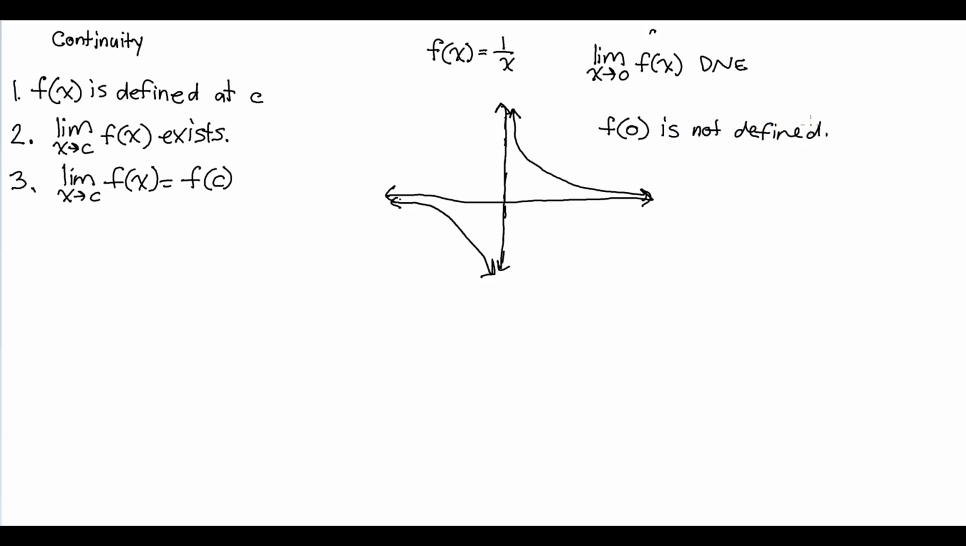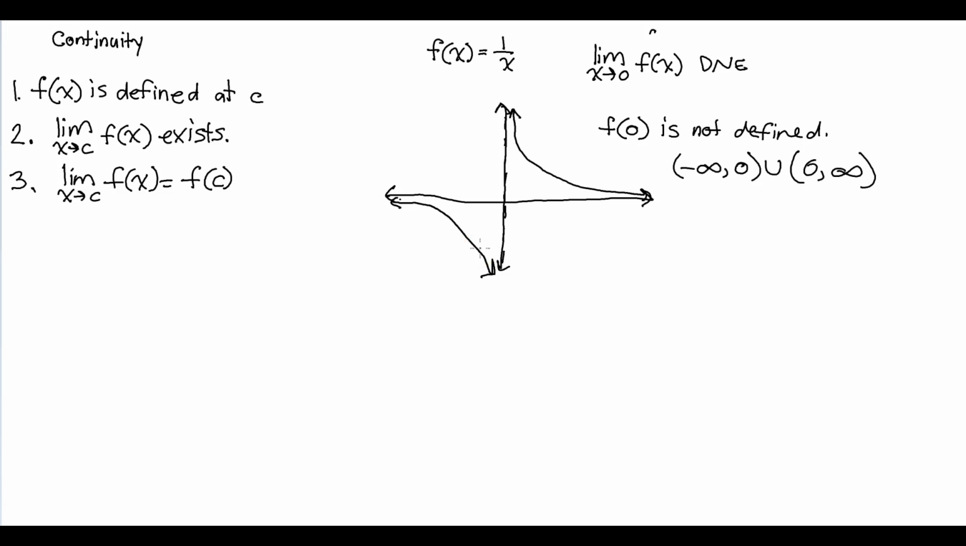So this is not continuous. However, if you were to look at every other point, there seems to be no breaks. That means it's continuous from negative infinity to 0 or 0 to infinity. So these are the two intervals. Okay, negative infinity to 0 and 0 to infinity. So these are the two intervals that it is continuous at.